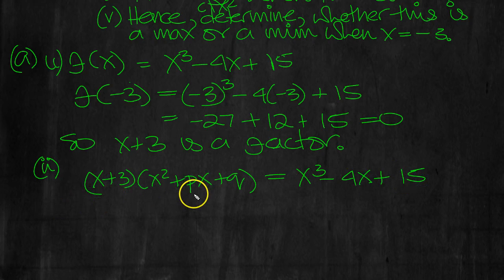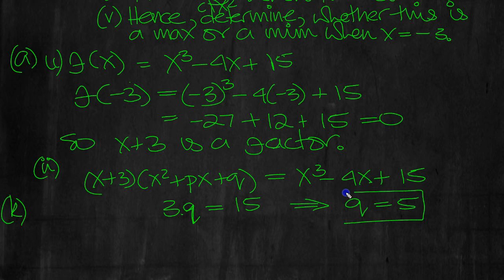So we'll equate the constant terms first. On the left we'll have 3q, is equal to, and on the right we've got 15. So move the 3 from times to divide, and q is 15 over 3, which is 5. So that's the first one.